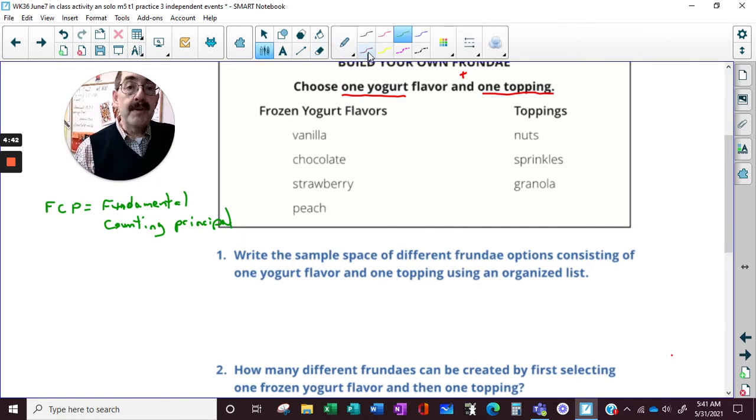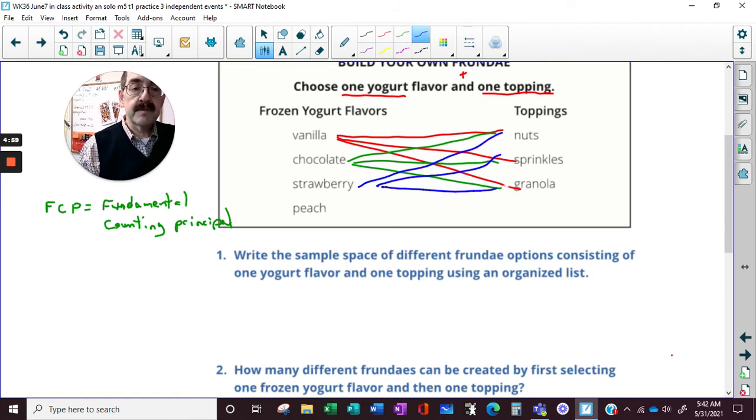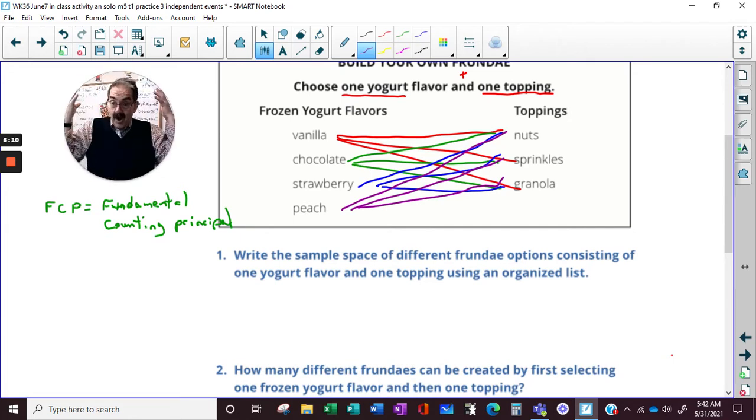I'll bet you there's people in the class that did this. Vanilla, nuts, sprinkles, granola. Chocolate, nuts, sprinkles, granola. Strawberry, nuts, sprinkles, granola. Peach, nuts, sprinkles, granola. I'll bet you someone in the class did that. And they're perfect. They are correct.